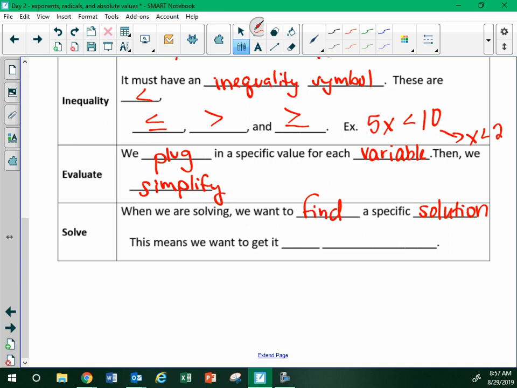And what I mean by solution, that's a number-specific solution, answer, or number. Those are all words you can think of. I'm trying to find out what does x actually represent. Is x 5? Is it 2.8?